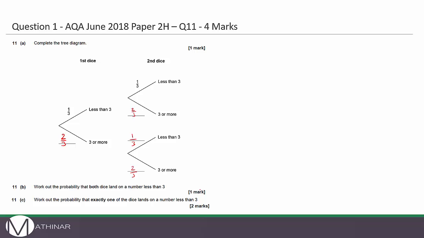Question B. Work out the probability that both dice lie on a number less than 3. So we are looking at the outcome where we go less than 3 and less than 3. So the first one's less than 3 and the second one is less than 3. So the word and in probability means multiply. So we're going to be doing 1/3 multiplied by 1/3, which is 1/9. And that's your answer for part B of the question.